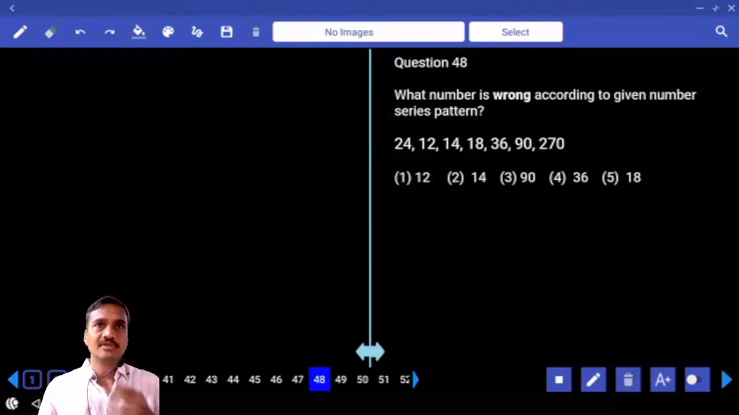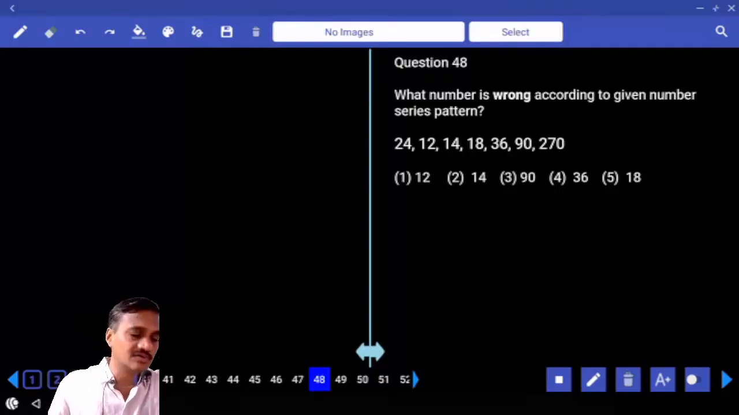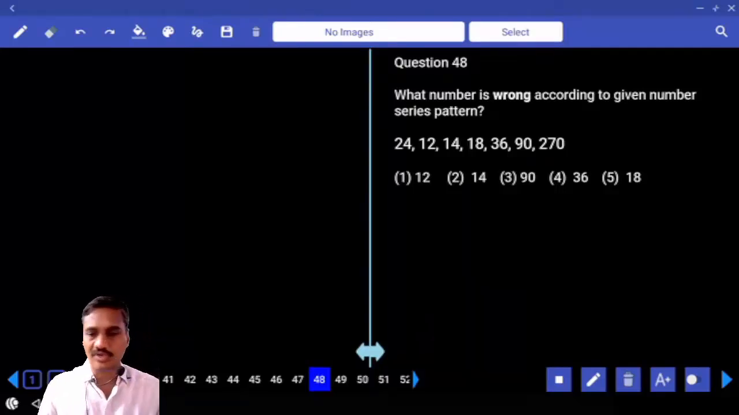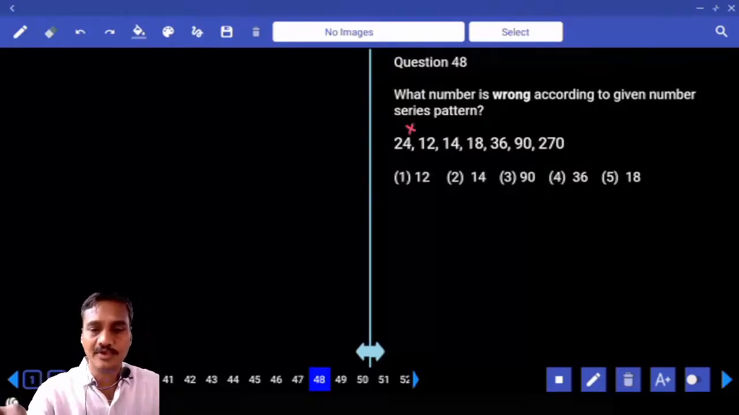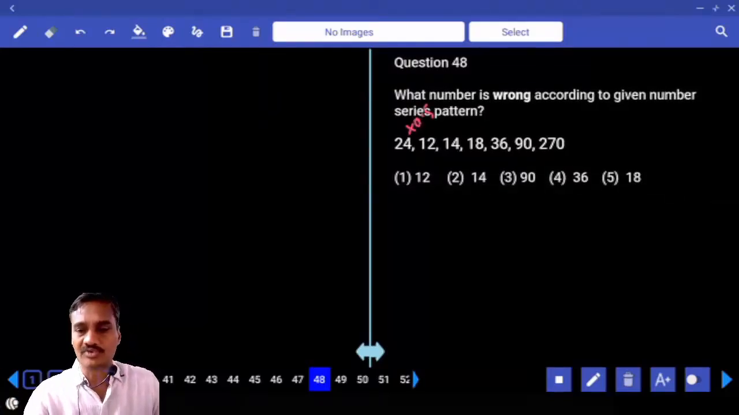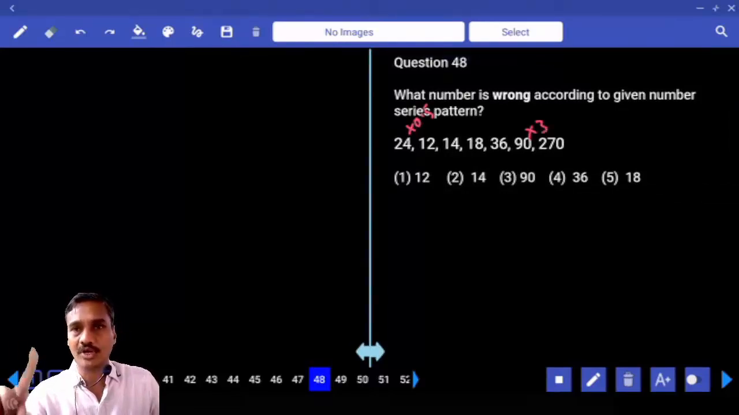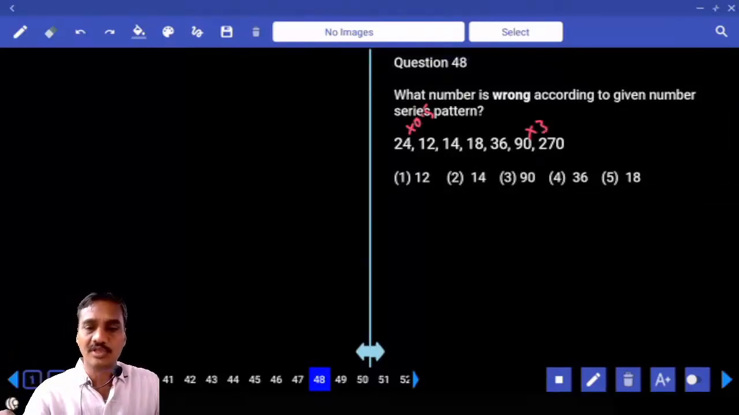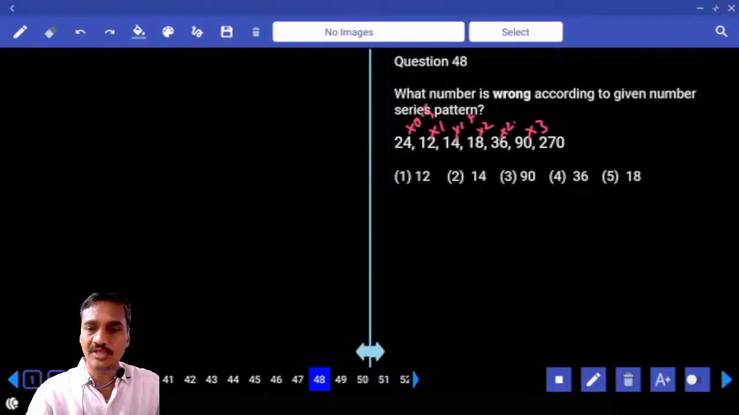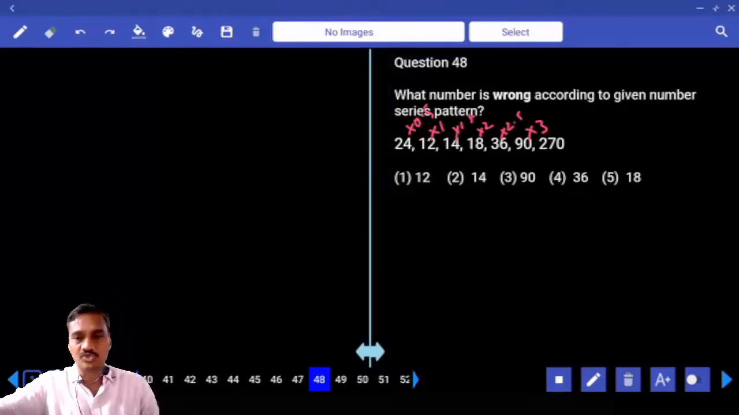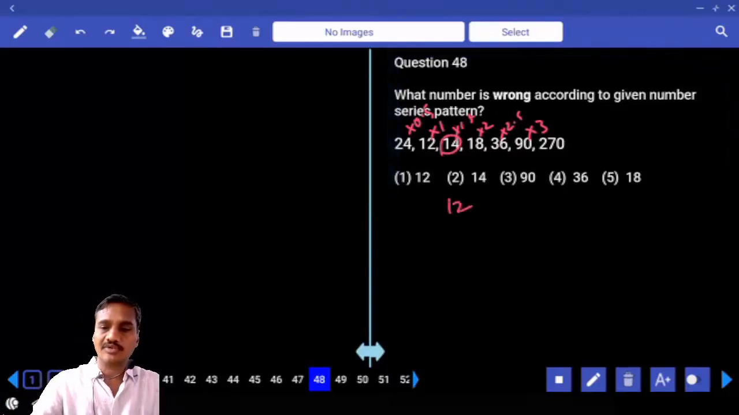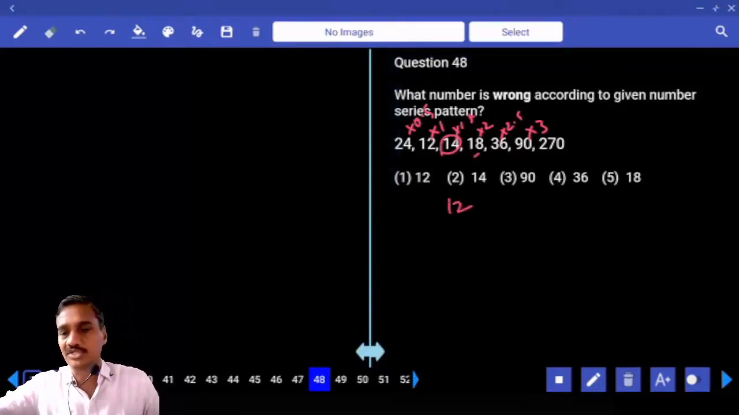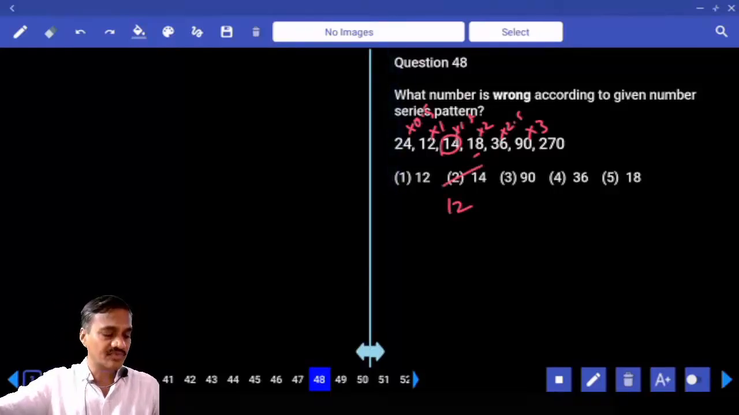Now in this 48, 24 and 12. What happens? 24 and 12, into half. Next one 90, into 3, into half, into 3. How many are in between? 1, 2, 3, 4. So it should be into 1, into 1.5, into 2, into 2.5, into 3. 12 into 1 is 12, 12 into 1.5 is 18, 18 into 2 is 36 and so on. Hence the wrong number is 14, and the correct number is 12. Choice 2, question number 48.